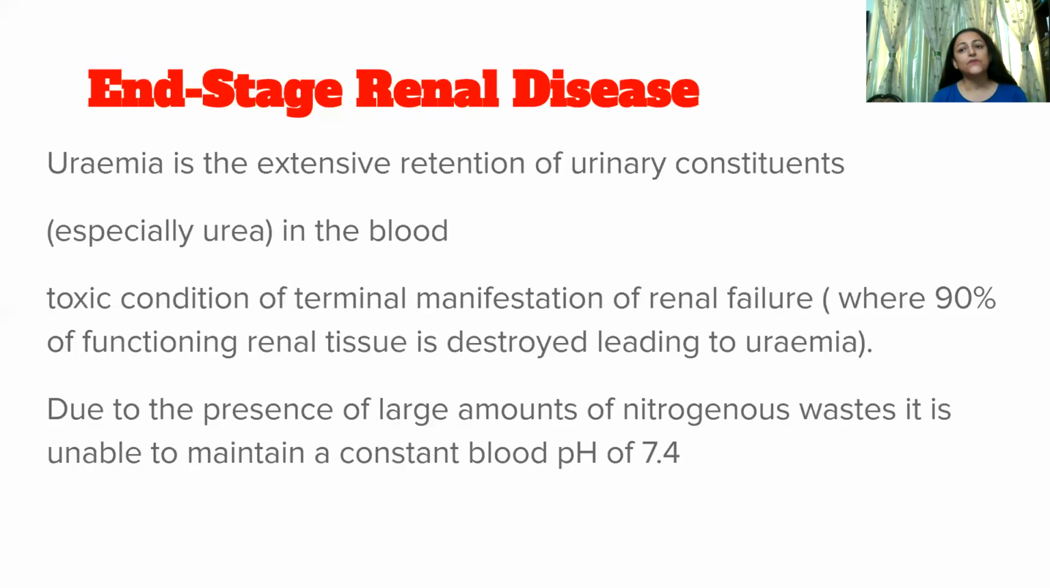It is a condition where the problem with the kidney has magnified manifold, and more than 90% of the functioning renal tissue is destroyed, leading to this uremia. Due to the presence of a large amount of nitrogenous waste, the body is unable to maintain the constant blood pH of 7.4, so that will cause an imbalance in the pH of blood also.